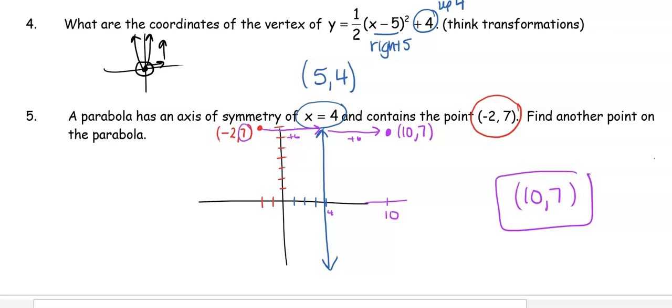showing that symmetrical relationship of the parabola. You count towards the line of reflection, which is that axis of symmetry. You count the same amount on the other side. The y value doesn't change because you didn't change the height, you just changed the x coordinate.